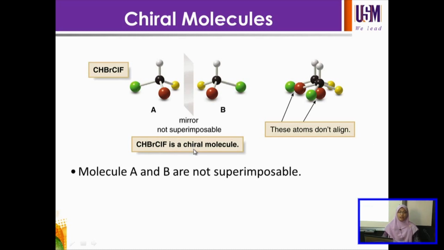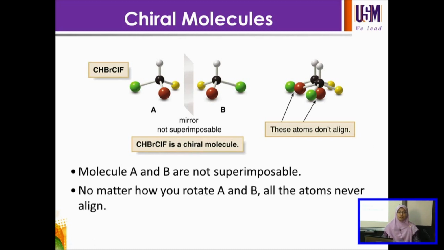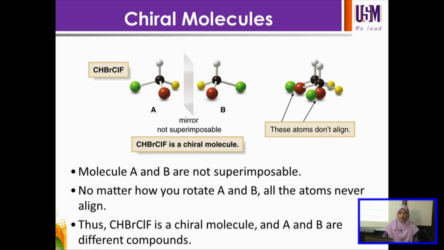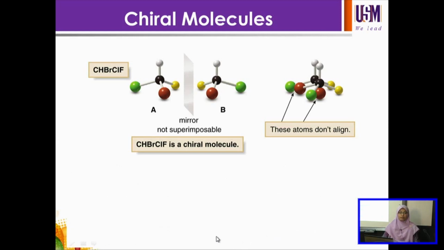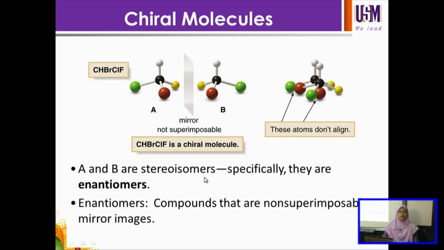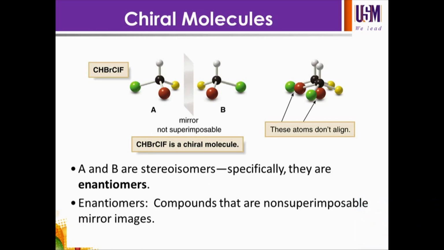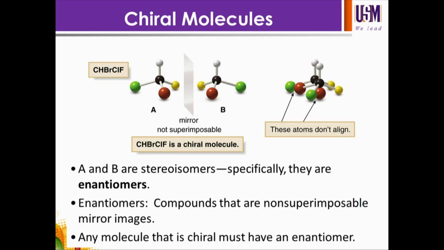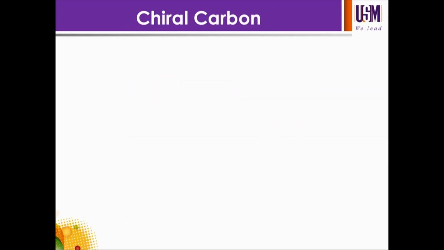So molecules A and B are not superimposable. No matter how you rotate A and B, all the atoms never align. Thus bromochlorofluoromethane is a chiral molecule, and A and B are different compounds. A and B are also stereoisomers, and specifically they are enantiomers. An enantiomer is a compound that is a non-superimposable mirror image. Any molecule that is chiral must have an enantiomer.